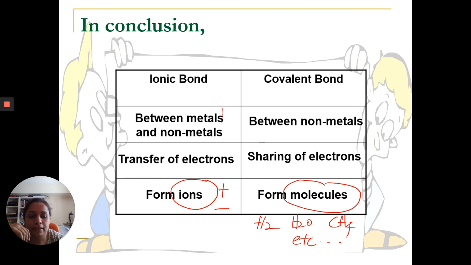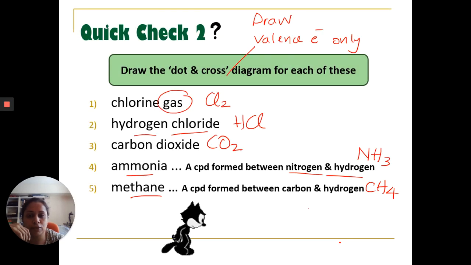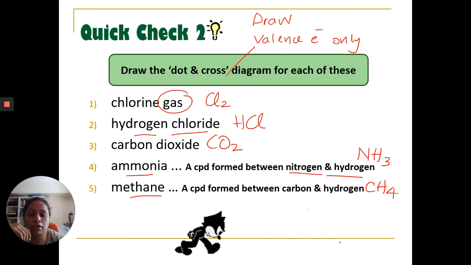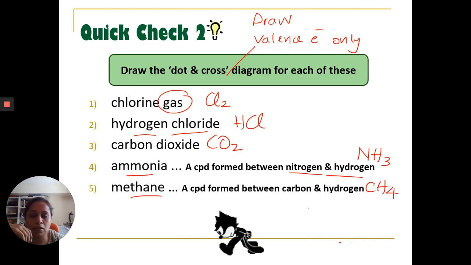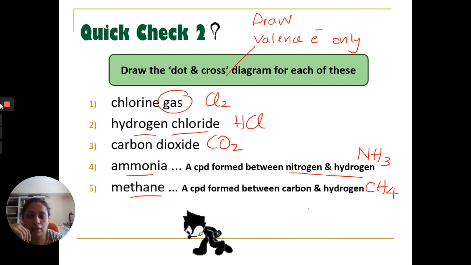This is where I'm going to end off. You have work to do, so please ensure this is drawn. I'll see you next lesson in a Google Meet so that we can address some of the issues and misconceptions in drawing cross and dot diagrams for covalent compounds. Okay, thank you.